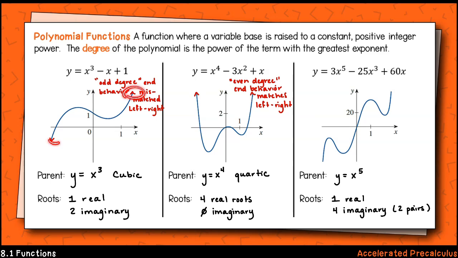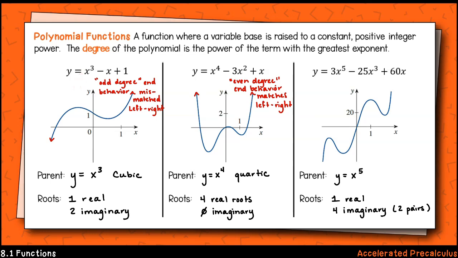Next, I notice the end behavior of the function is mismatched on the left and right-hand sides. Note that as x goes to infinity, y goes to positive infinity. As x goes to negative infinity, y also goes to negative infinity. The end behavior would be reversed on the left and right-hand sides if the leading coefficient of the polynomial was negative.